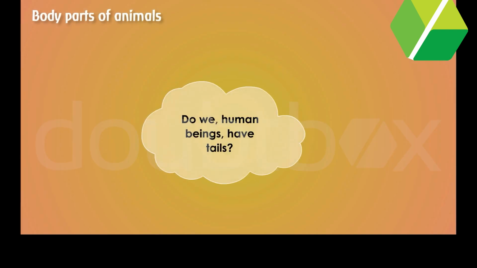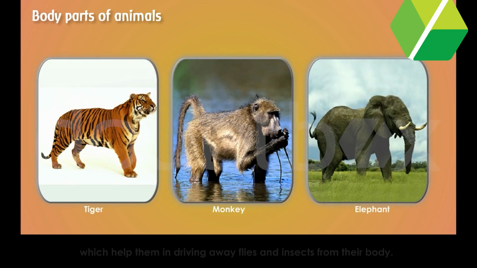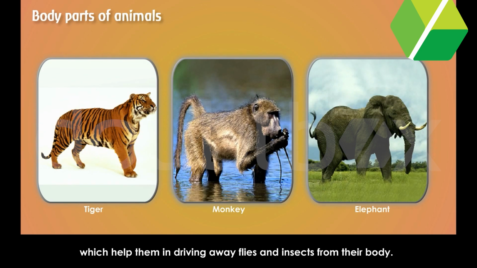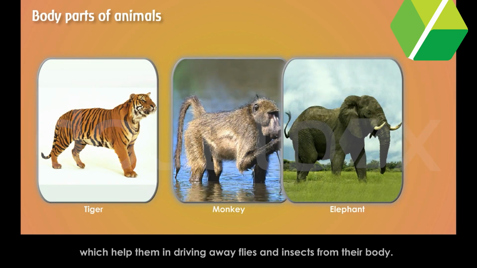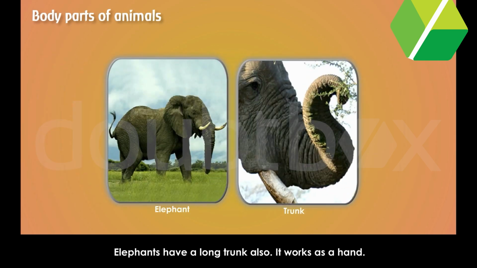Do we human beings have tails? No, but animals have tails. Tigers, monkeys, and elephants have tails which help them in driving away flies and insects from their body. Elephants have a long trunk also. It works as a hand.